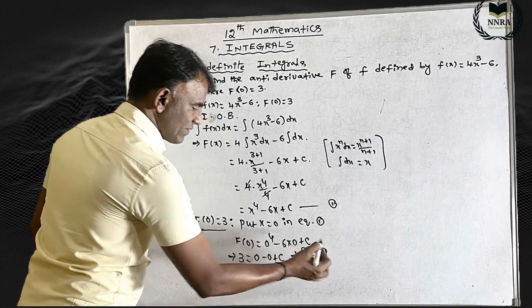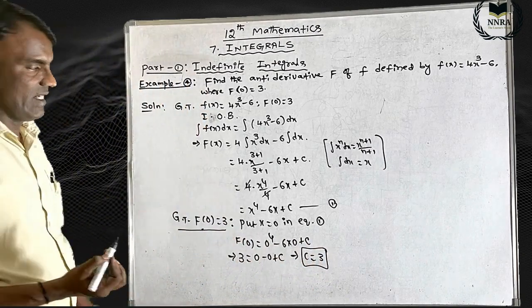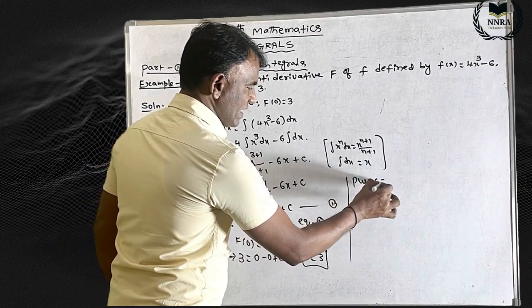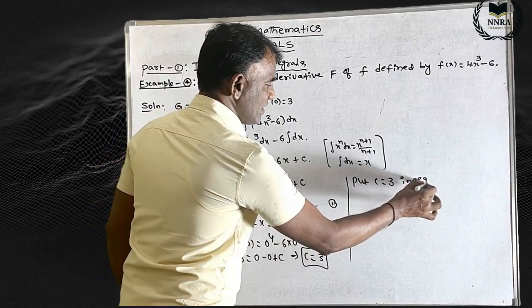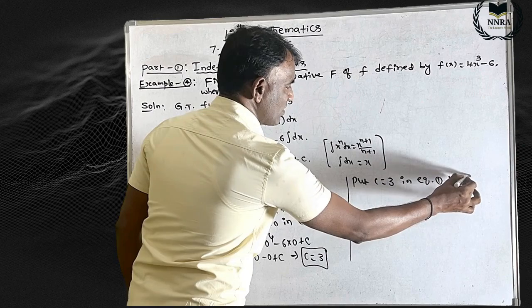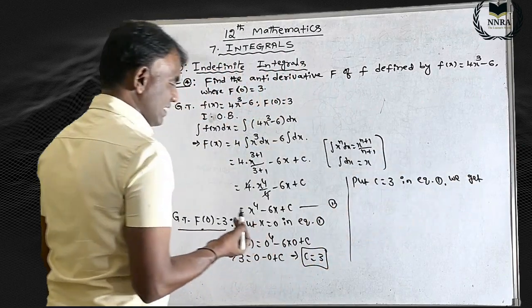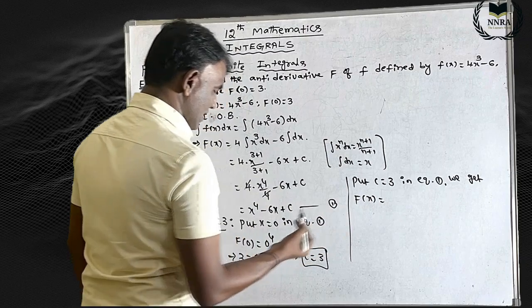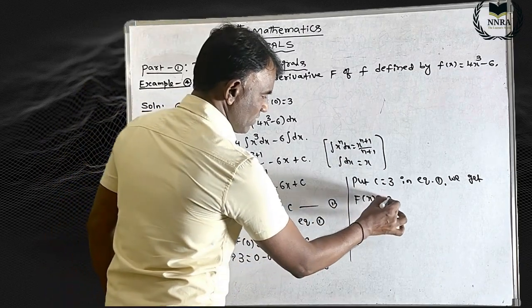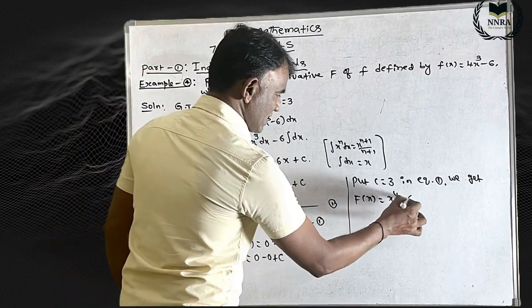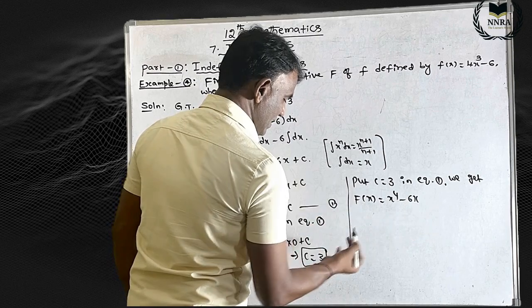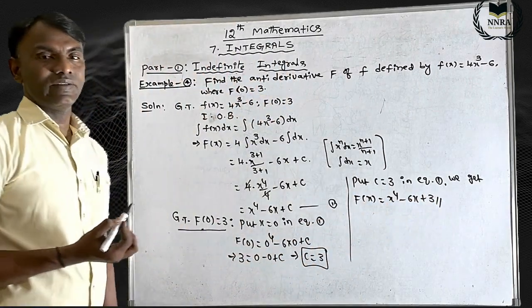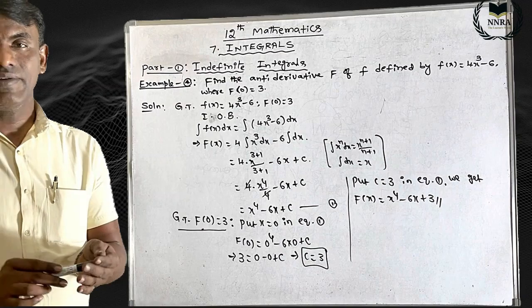And finally we substitute the c value in equation number 1. Now write here, put c equal to 3 in equation number 1. We get, how to write that value? So f of x equal to, what is the first term? x power 4. Then the second term is 6x. Then the constant c, but c is equal to 3. So this is the antiderivative of the given function small f of x.